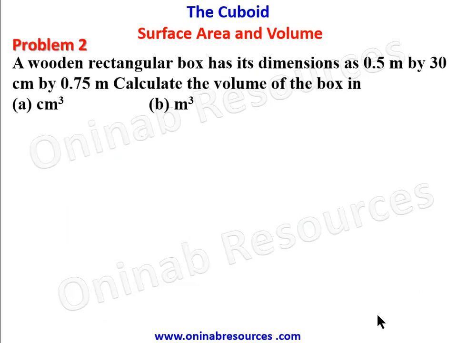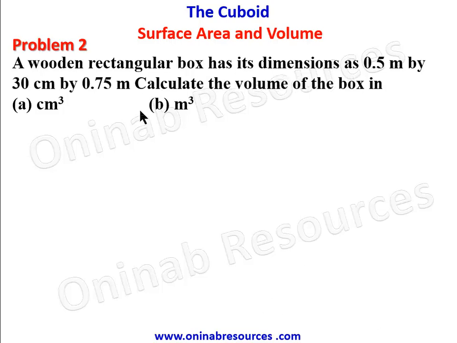We go to the next problem. Problem 2. A wooden rectangular box has its dimensions as 0.5 meters by 3 centimeters by 0.7 meters. Calculate the volume of the box in A, cubic centimeters, B, cubic meters. In our solution, we know the volume is length times breadth times height.